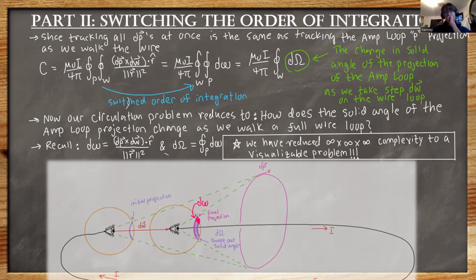So that's crazy, right? Infinity to the fourth power complexity problem, and it reduces to how does the solid angle of the amp loop projection change as you walk the full wire loop? That's pretty cool. That is interesting. I think by the time I got here, I was like, I think we can do it. I think we're out of the woodwork here.